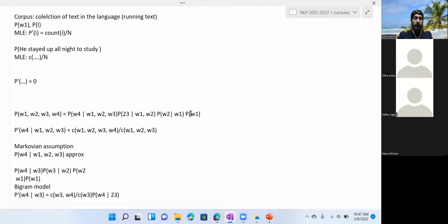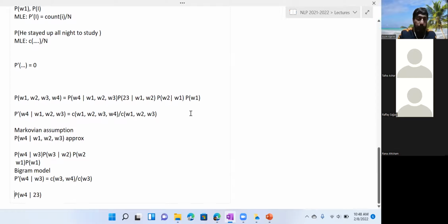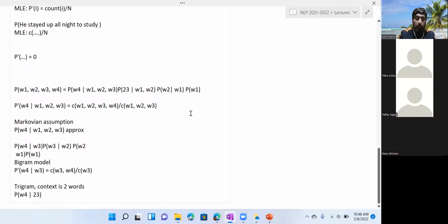So this formulation where you consider only two words, or in other words, when a particular word's probability only depends on the preceding word, is called a bigram model in language modeling. In general, you can also have a trigram model when the context is two words, and in general, an n-gram model, where the context is n minus 1 words. Okay?